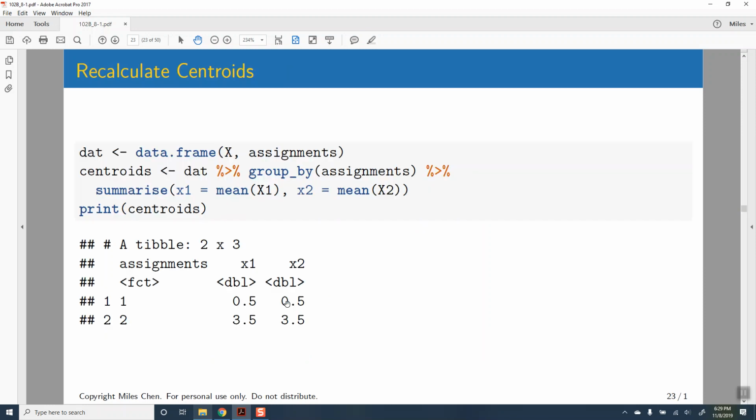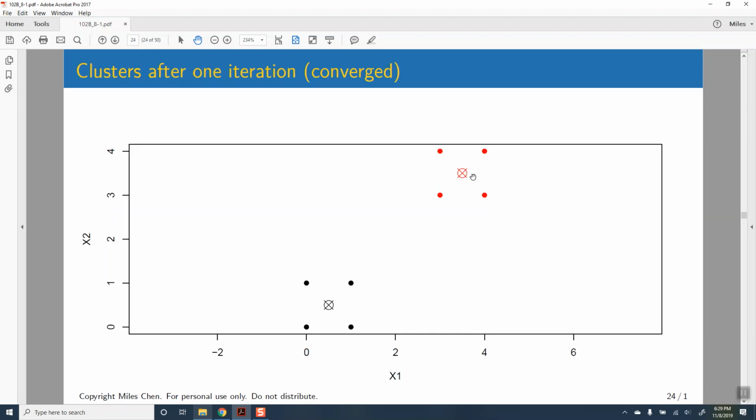And it's exactly what you think it is: 0.5, 0.5 and 3.5, 3.5, which is right here and right here. Then we can go through and say which one is closer. Between this centroid and this centroid, we would see that none of the assignments would flip, and so therefore we have converged, and this is how the points should be clustered. Okay, easy? Good.